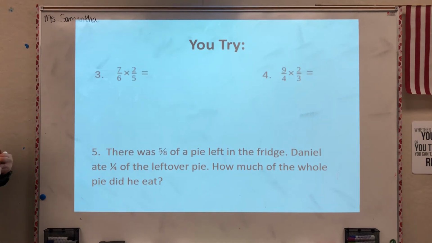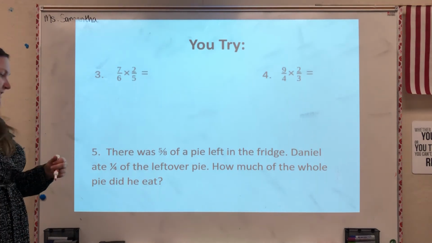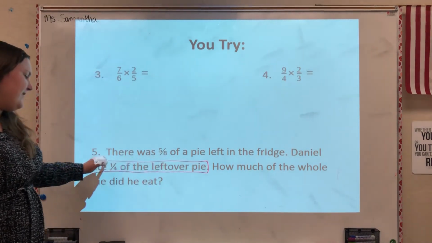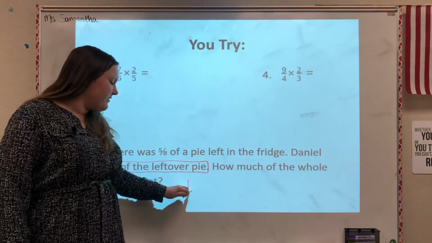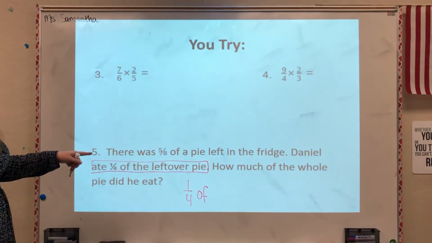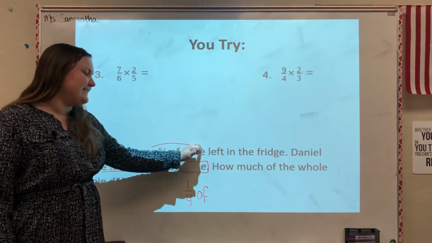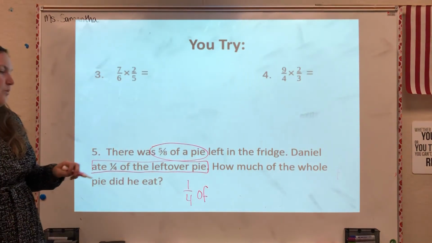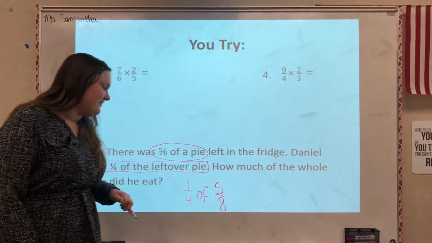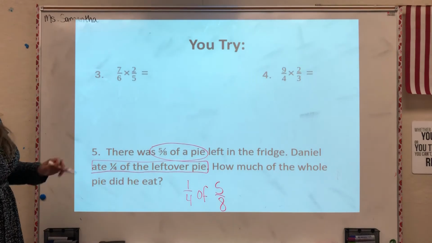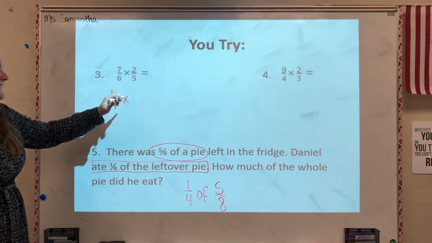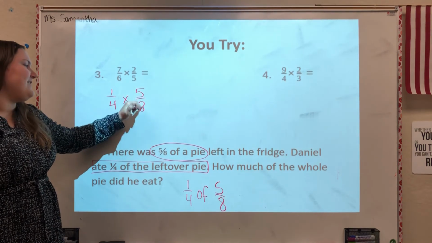For this one here, they're asking how much pie did he eat. I see he ate 1/4 of the leftover pie. The leftover pie, there was 5/8 of a pie. So he ate 1/4 of that 5/8 of pie. So I'm writing it like that to help me see that I really want to do 1/4 times 5/8.